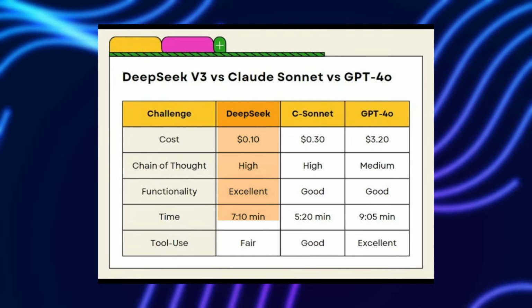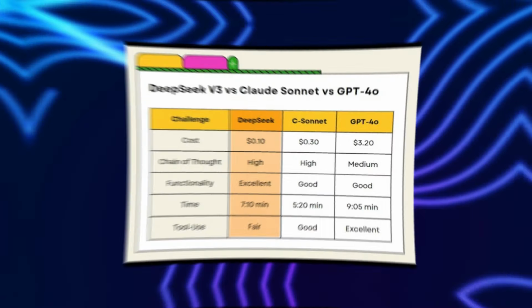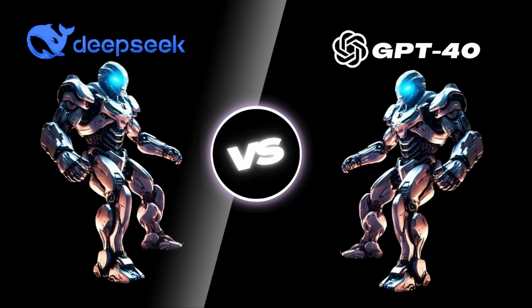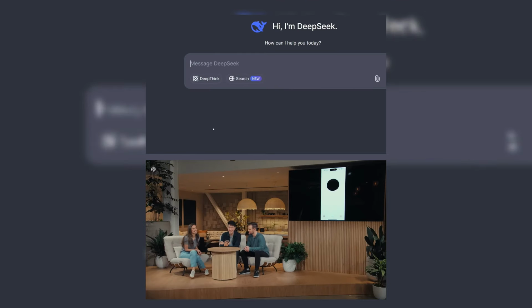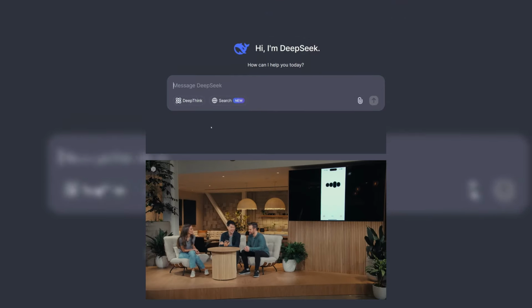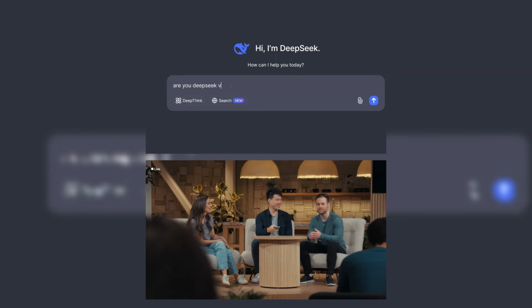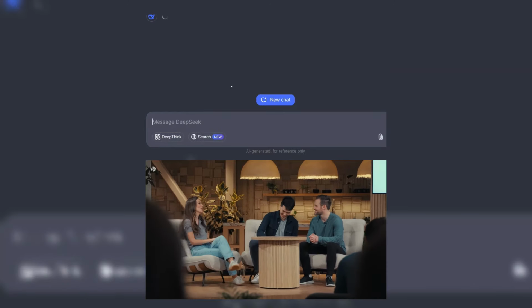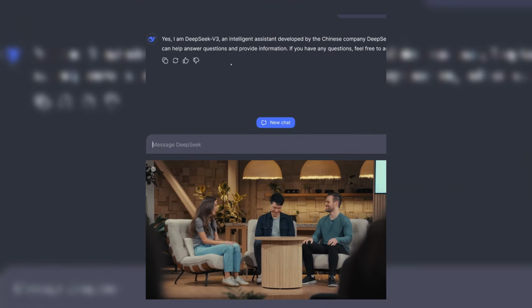So, how does DeepSeek manage to keep costs so low while achieving top-tier results? In this video, we'll break down the key factors that contribute to this price discrepancy and reveal why DeepSeek V3's approach is revolutionizing the AI space.